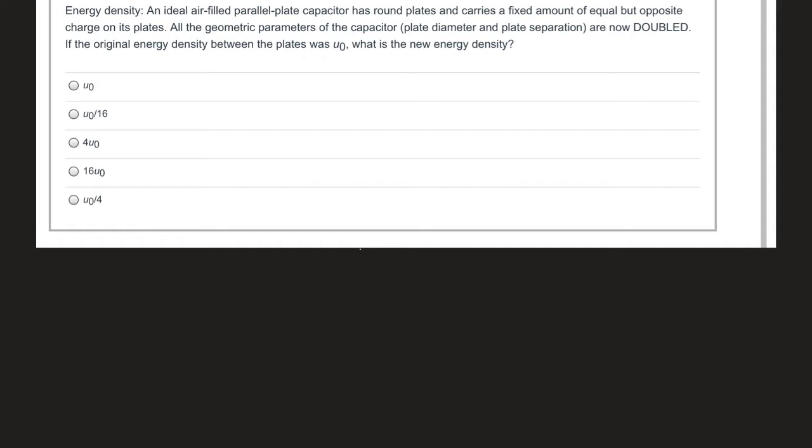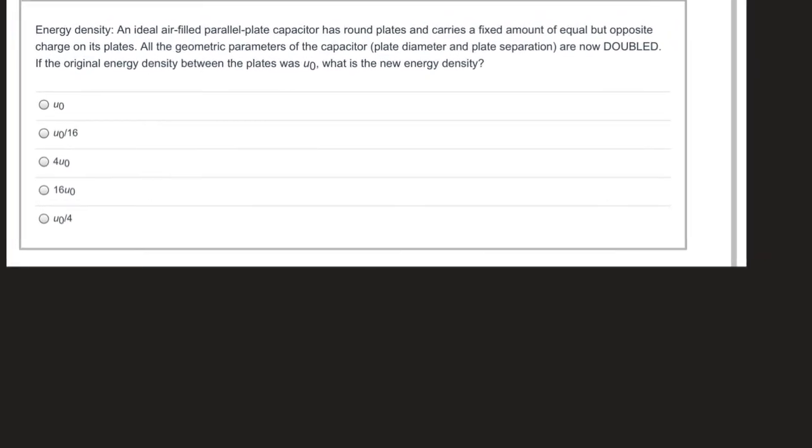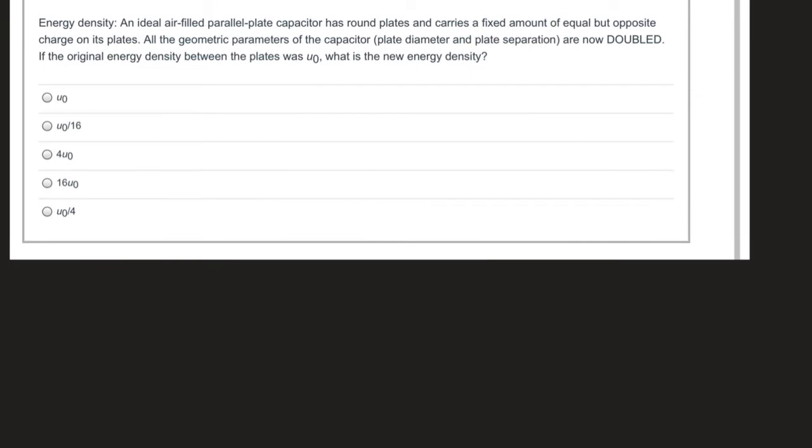It's about energy density, but at the beginning I didn't realize that it is asking about the density of energy, not the energy, the potential energy. So the problem says you have a capacitor with round plates.